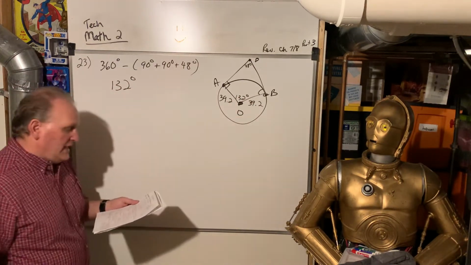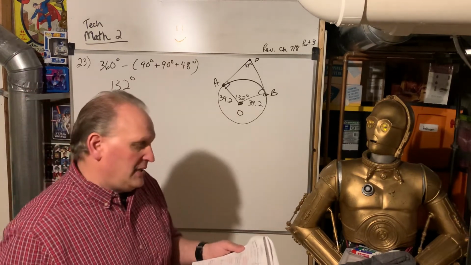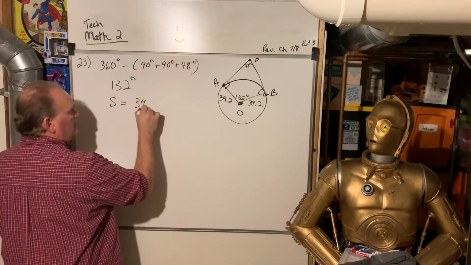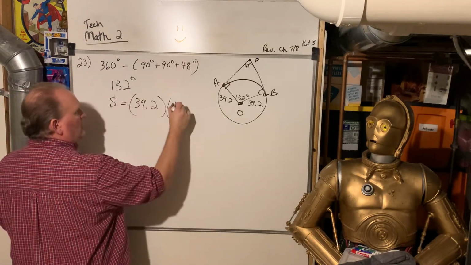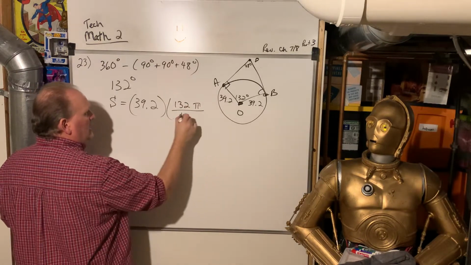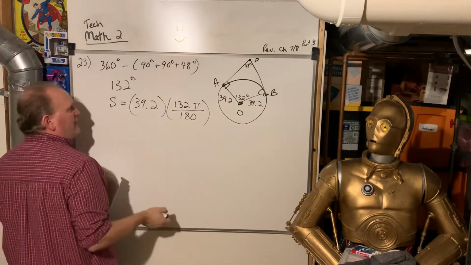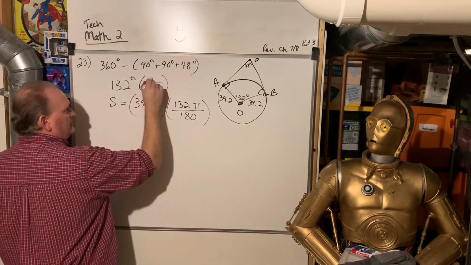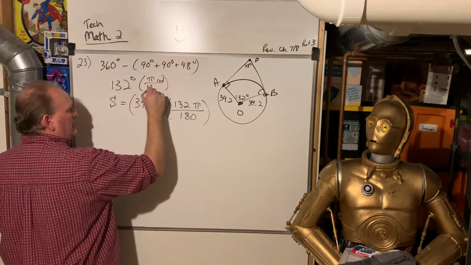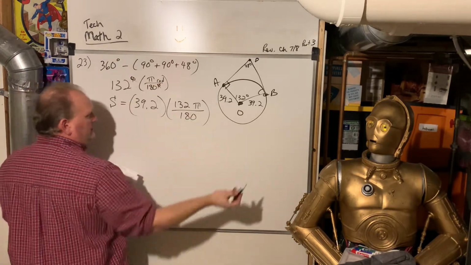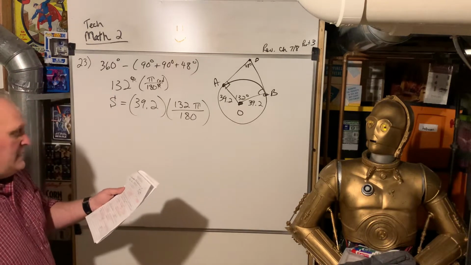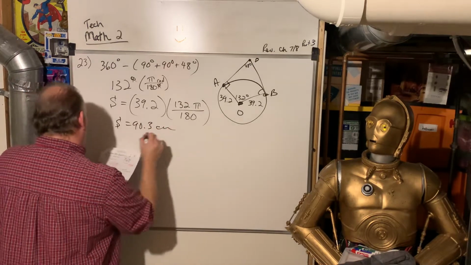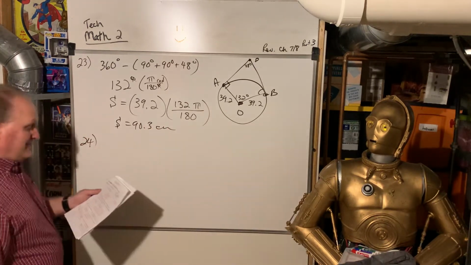So we found this central angle, and now they just want the intercepted arc. So arc length is 39.2 times 132 pi over 180. We're just basically converting that from degrees to radians by multiplying it by pi radians over 180 degrees. And then the degrees canceled, and there we are. So that is 90.3 centimeters.